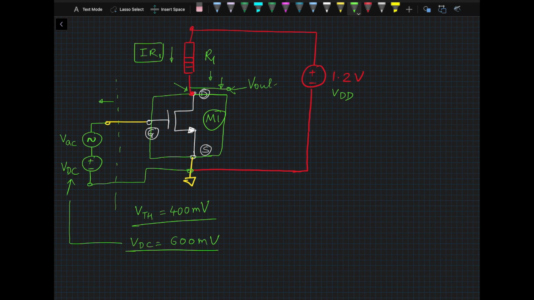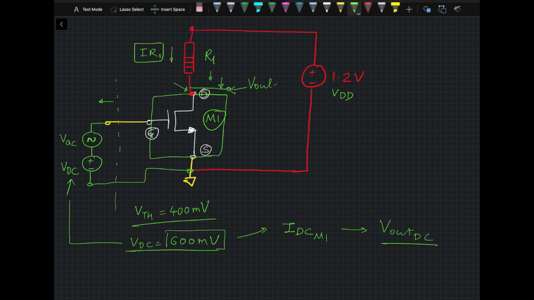Now, the computation of the V out voltage, I'm not going into the equations yet. We are going to do that later on, but for the sake of discussion, just assume that we know some DC voltage at V out based on this 600 millivolts of input voltage and the current. So this 600 millivolts will give you the IDC that will flow through M1, and this will give you the V out DC voltage.